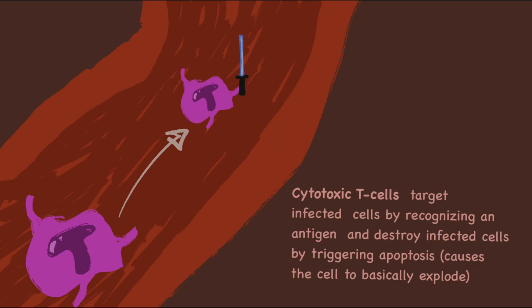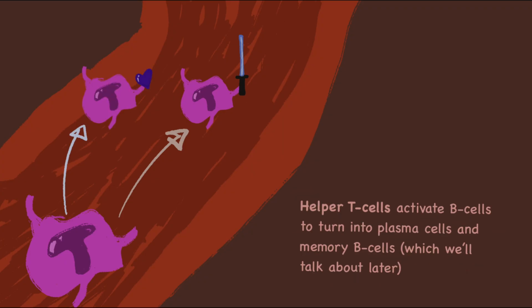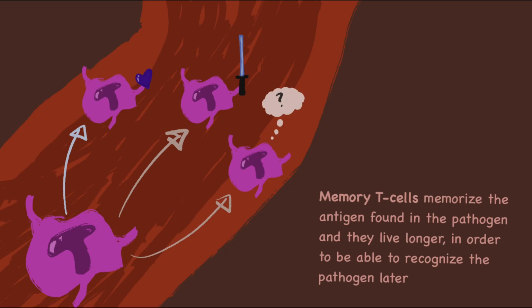Helper T cells activate B cells and turn them into plasma cells or memory B cells. Both of these are cell types that we will talk about later, so if you're a bit confused right now, don't worry. Memory T cells are T cells that, after an infection with a pathogen, kind of remember the antigen of the pathogen so that they can identify it later. This allows the memory T cells to help in a later immune response against that same pathogen. The presence of memory immune cells means a faster response to later infections. So these are kind of like the wise old men of the immune system.